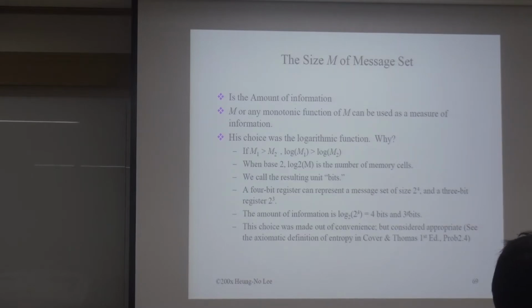And then Cover and Thomas also have given an axiomatic definition of entropy. So basically it tells you that this type of entropy makes sense. That's the meaning of this, Cover and Thomas problem 2.4.